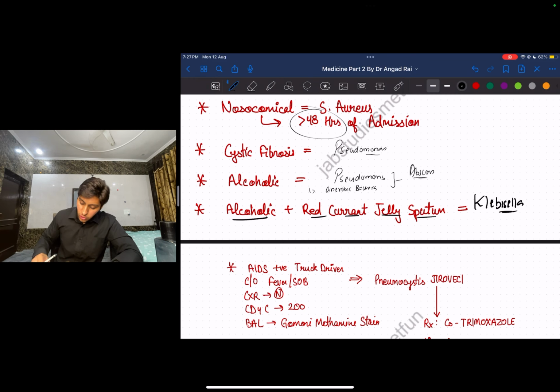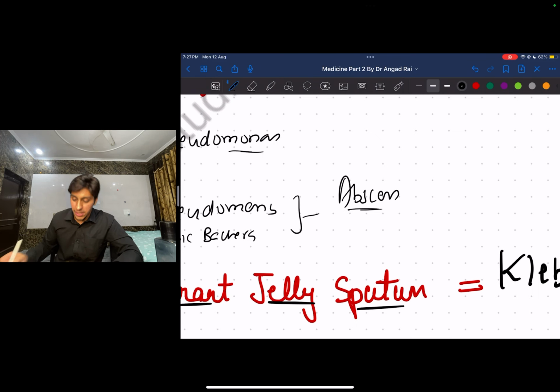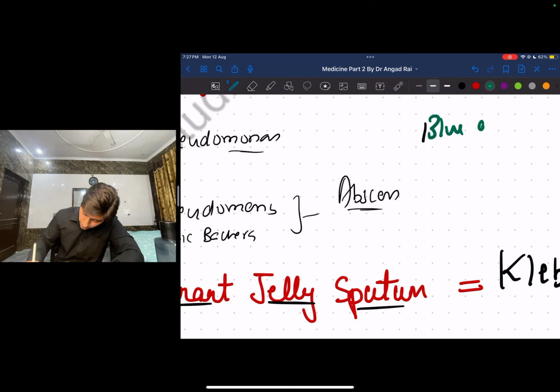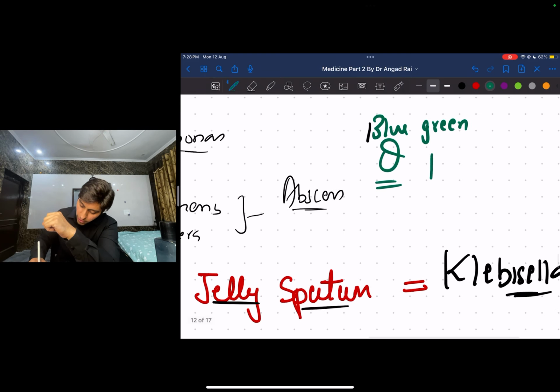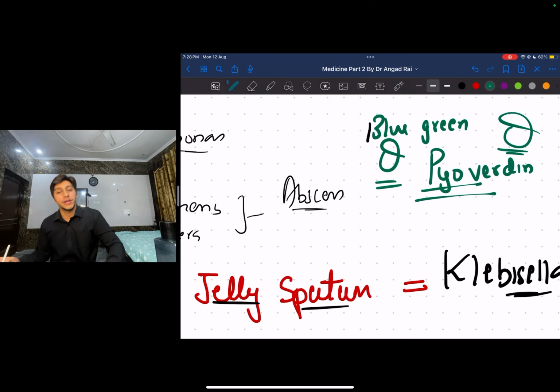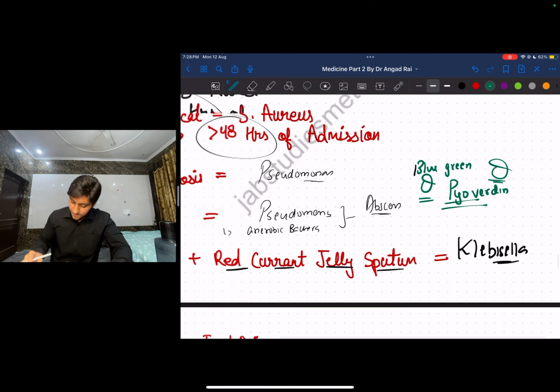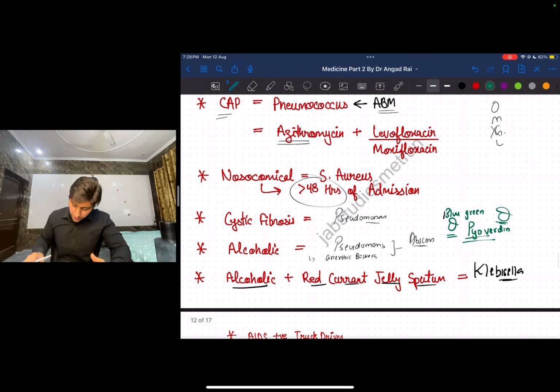Okay, guys, the color of Pseudomonas, if you will see the discharge, it is going to be blue green. Another, in microbiology, what question they ask is, why is the discharge blue green in Pseudomonas? Because of a chemical which is known as pyoverdin. Okay, they have asked this. Micro also we have added. Okay, so we're done with this.